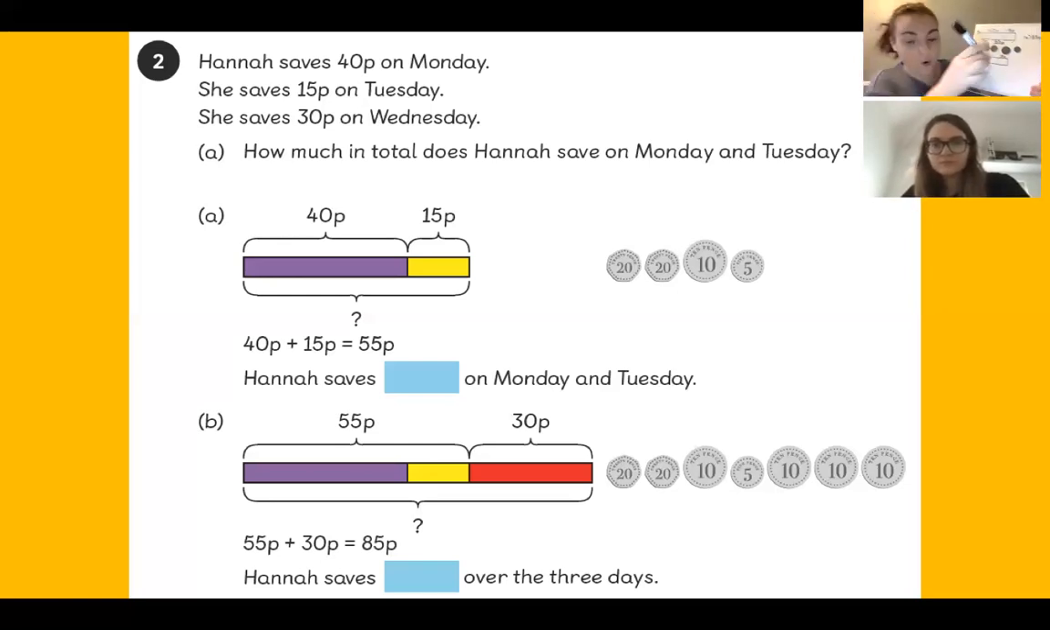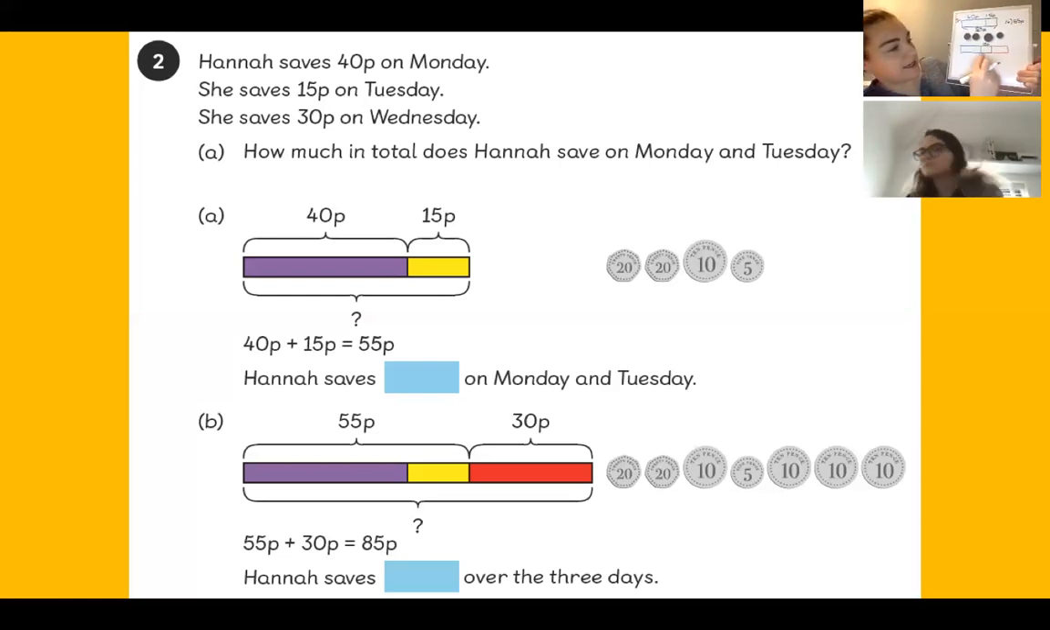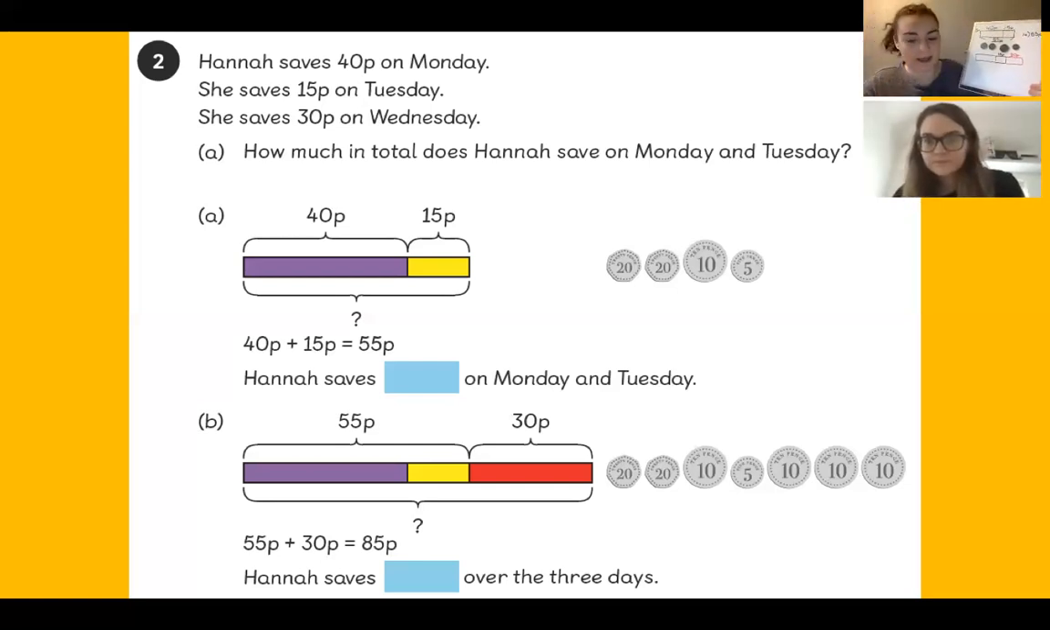Now, look at your Wednesday. She saves 30p on Wednesday. So I'm going to draw a bit of a bigger bar because 30p is bigger than 15p, but it's not as big as this 40p. Good, okay? So we need to work out how much she has saved in total for the 3 days, okay? So we already know that this part here is 55p. So we need to just add 30p more to get our answer.